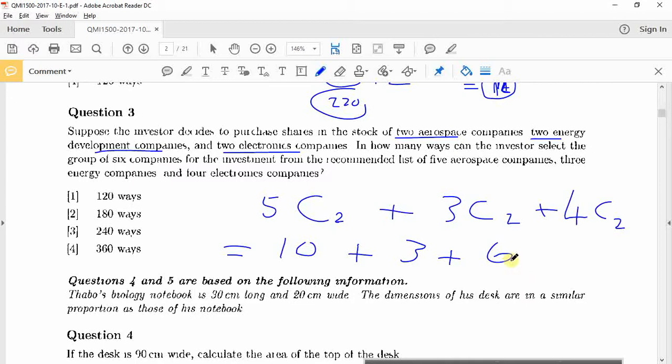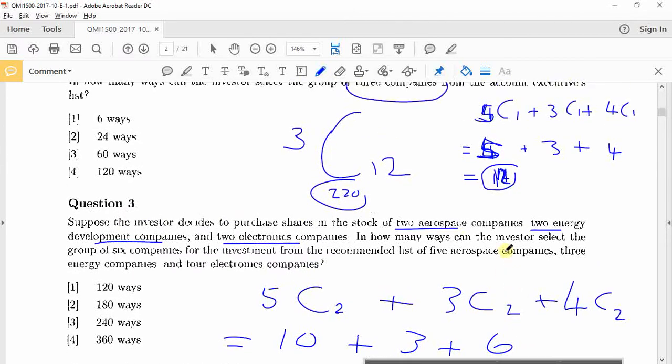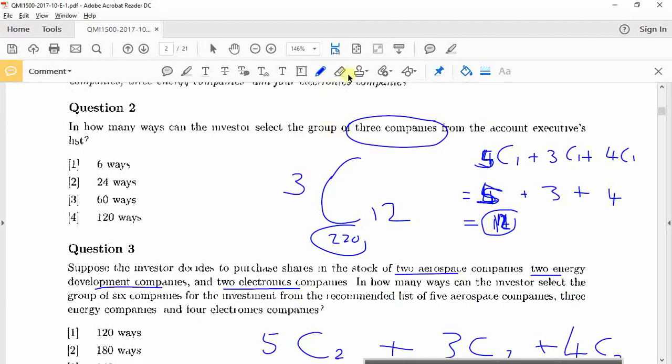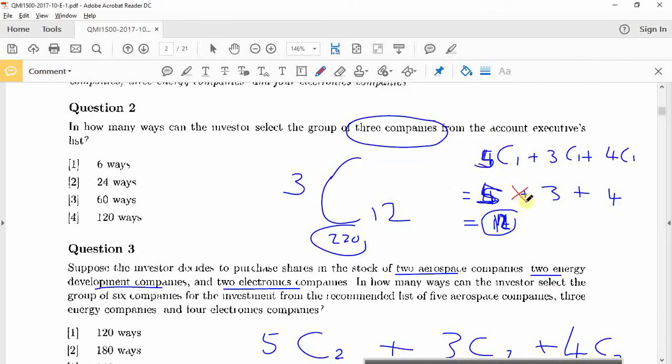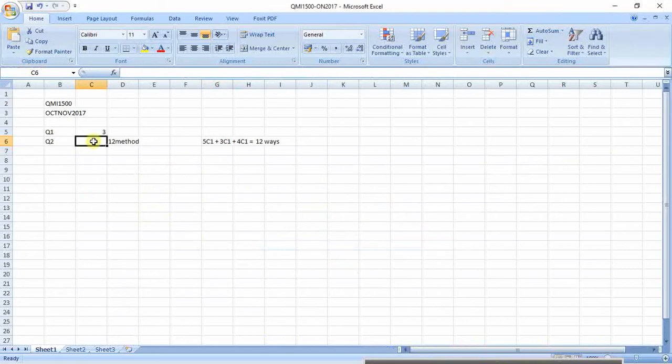Also not an option. Okay, so what I think they're doing here is this. They're not adding, they're multiplying. So 5 times 3 is 15 times 4 is 60. Then you can get an option. 60 ways, option 3. Okay, so multiply instead of add.